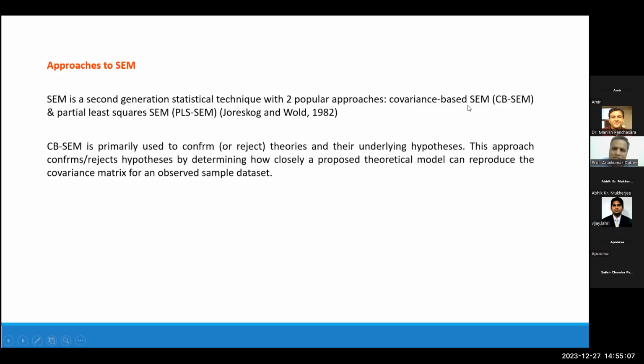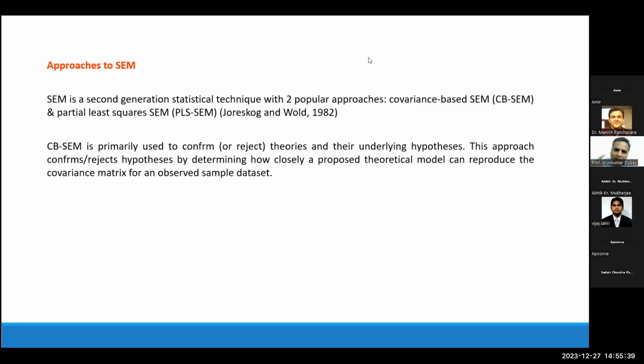There are so many indices which people report. Now, what is the idea of CB-SEM? Whenever you specify a model, it means whenever you draw a model, let's say A leads to B and B leads to C, a simple mediation model. Whenever you draw a model, what is the assumption in CB-SEM? CB-SEM will take that model as a true model, and it will produce a covariance matrix.